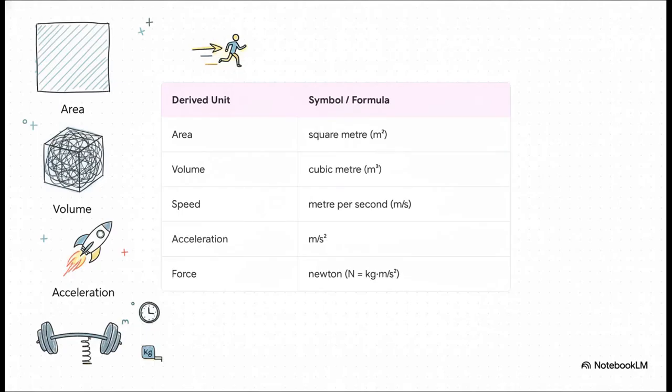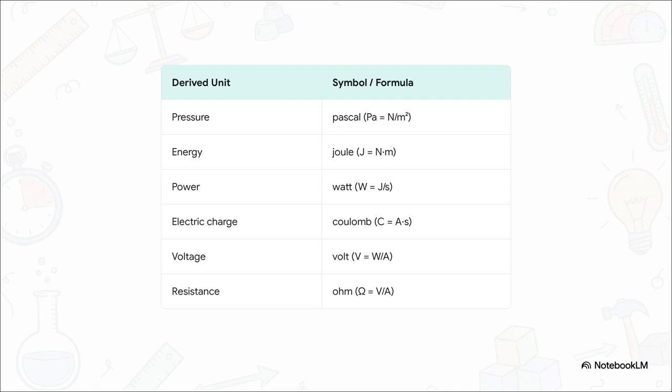As you can see, these everyday measurements are just mathematical combinations. Area is square meters, volume is cubic meters, acceleration is meters per second squared, and force, which we call the Newton, is really just a kilogram multiplied by a meter and then divided by seconds squared. That is literally the math required to push an object, like our rocket, forward. We also have things like pressure in pascals, energy in joules, power in watts, and voltage in volts.